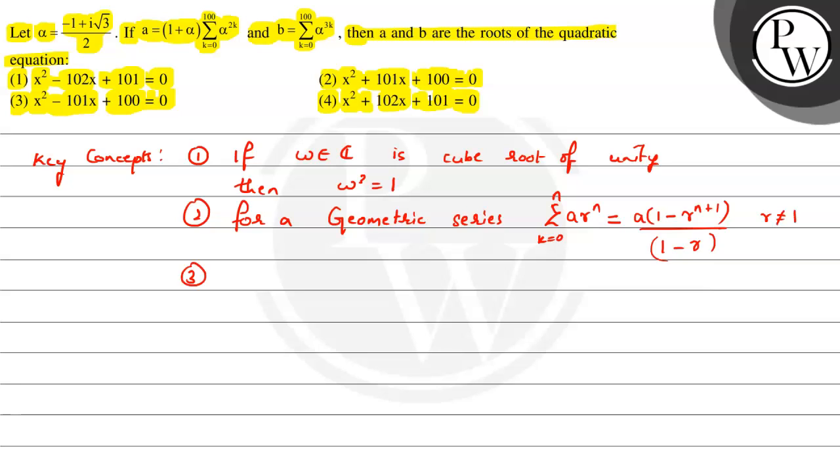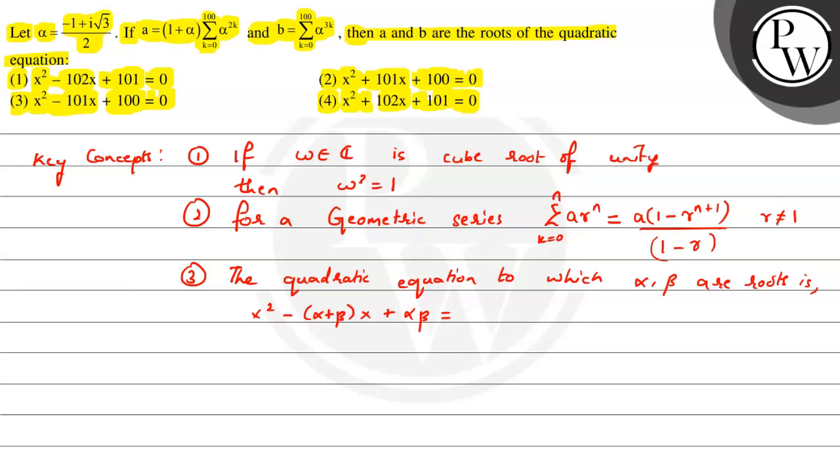The third key concept is the quadratic equation to which alpha and beta are roots: x squared minus the sum of roots, that is (alpha plus beta), times x, plus the product of roots, that is alpha times beta, equals 0. Now with these concepts, let's start our solution.